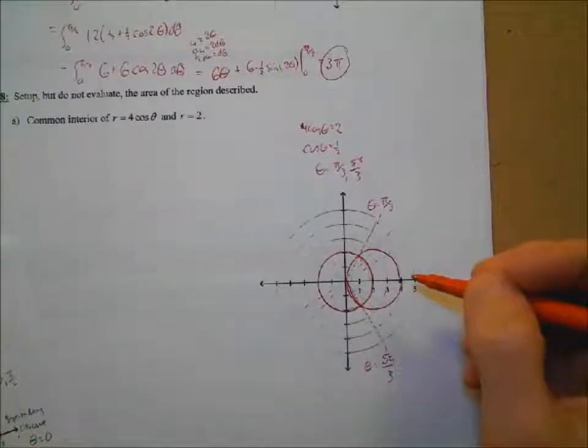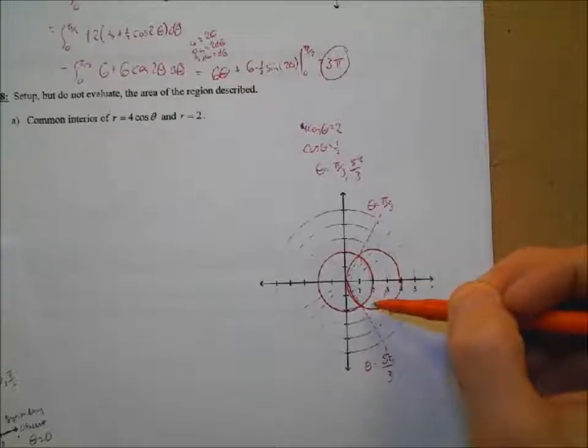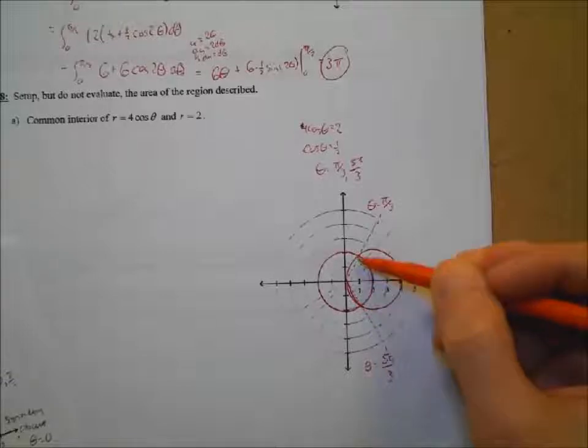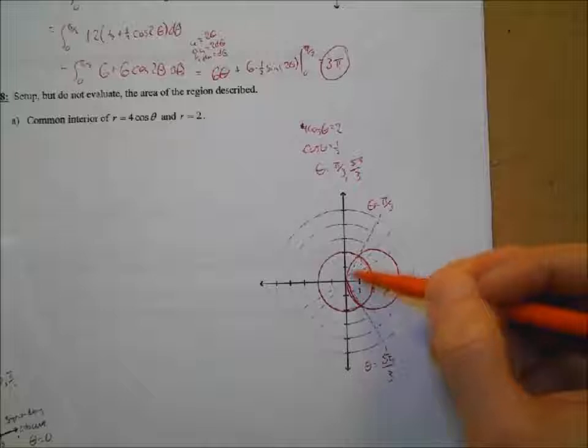Now, do you need to do that? I would think no. You could probably integrate from 5 pi over 3 to pi over 3 here, and that might work. And then, well, I don't know. It would be tricky for these little slivers and things.